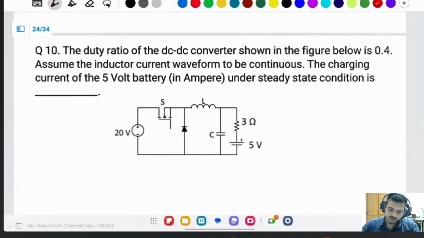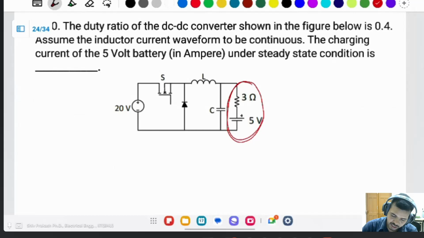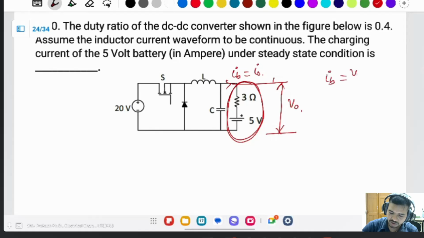The duty cycle ratio of the DC converter shown in the figure is 0.4. Assume the inductor current waveform to be continuous. Find the charging current of the 5 volt battery under the stated condition. You want to calculate the charging current, this current IB, same as I naught. Find this voltage, V naught, then you can calculate IB. IB is equal to V naught minus 5 volt divided by 3 ohm.